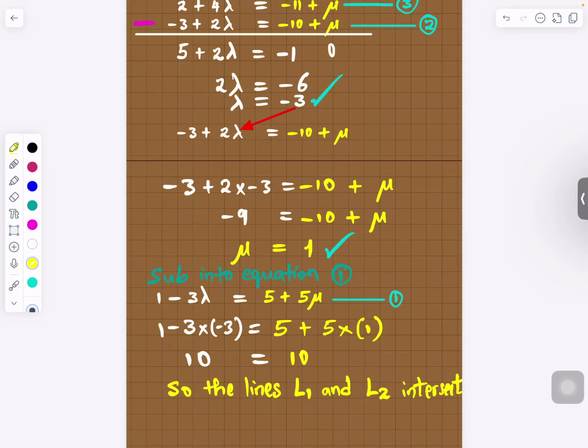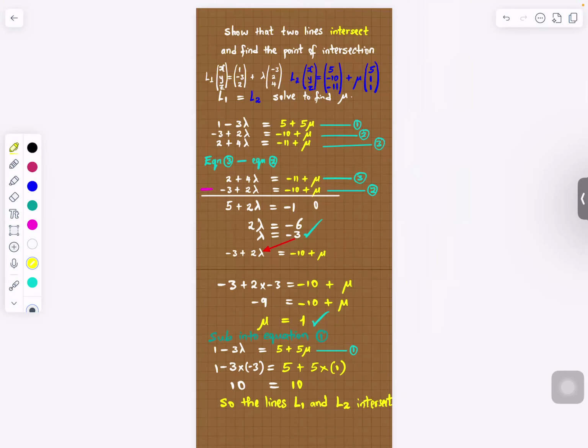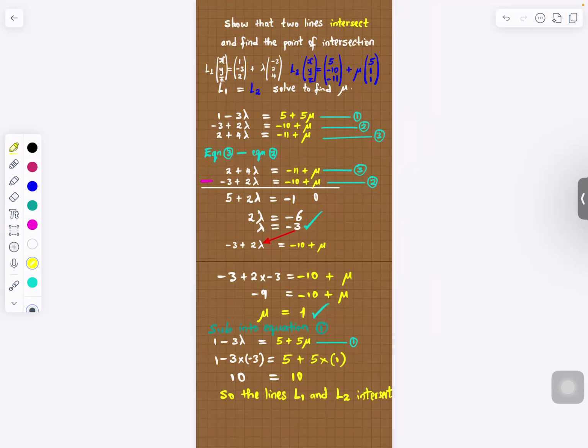So in summary, how do we show that two lines intersect? We get the equations for the two lines, make them equal to each other, and solve for mu and lambda. And then use that answer for mu and lambda, substitute in one of the equations to make sure the answers are equal, and that shows that the two lines intersect. Now, the next thing is to find the point of intersection.